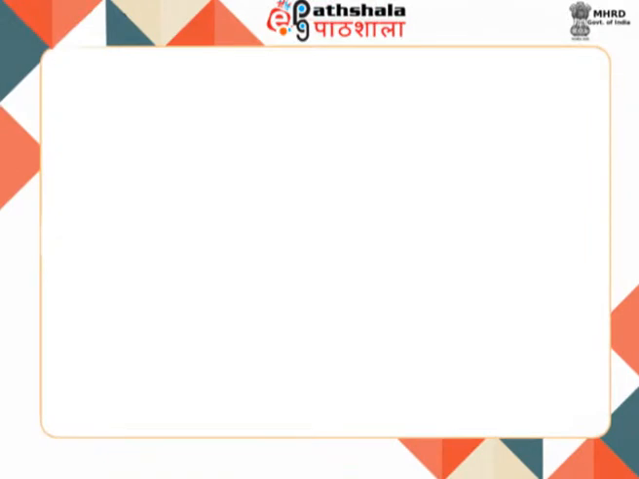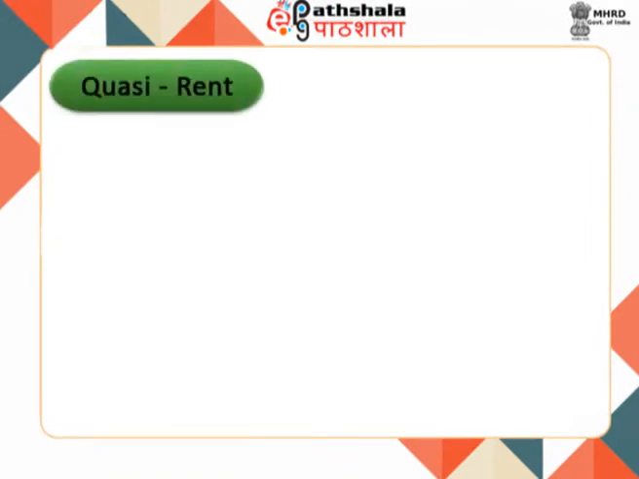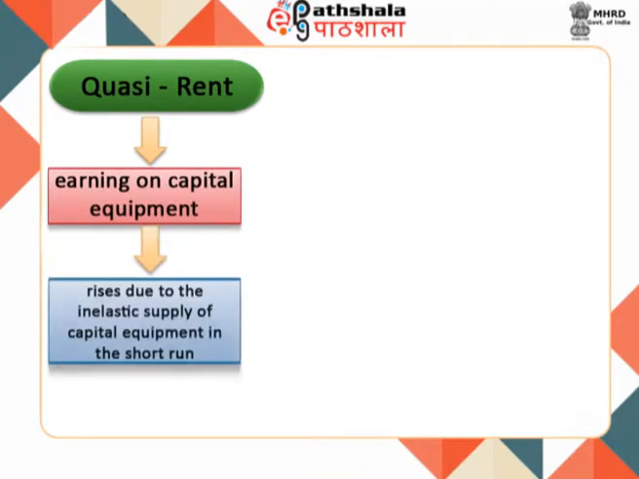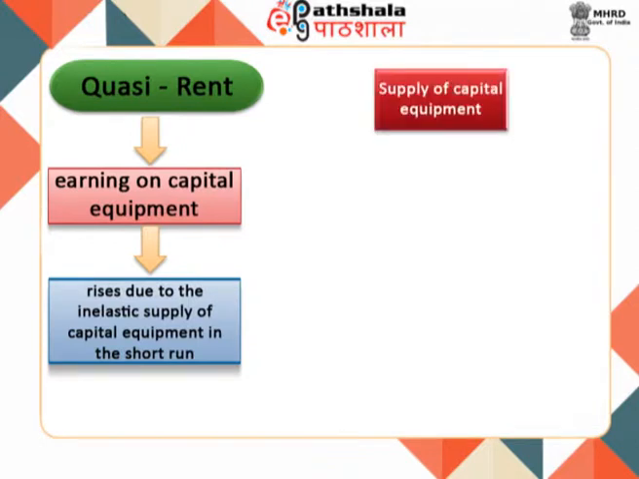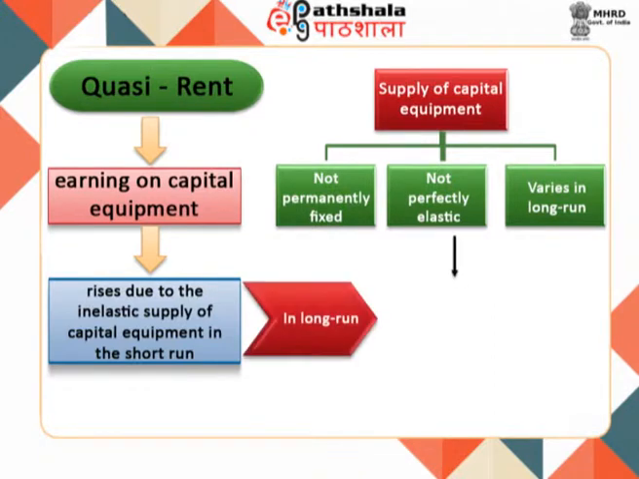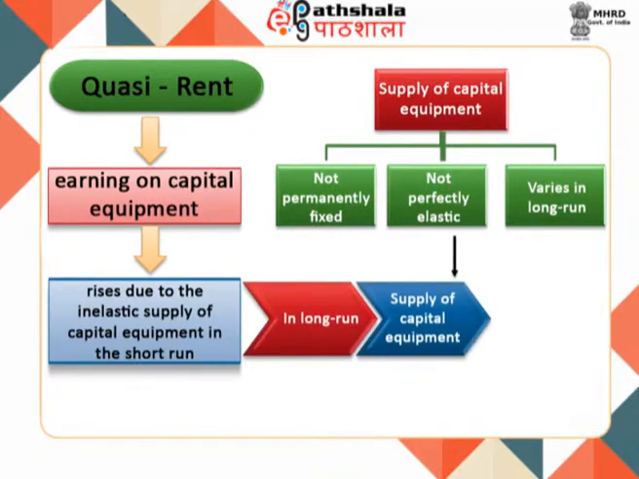Marshall introduced the concept of quasi rent. It is the earning on capital equipment. It arises due to the inelastic supply of capital equipment in the short run. Unlike supply of land, the supply of capital equipment is not permanently fixed or perfectly inelastic. It varies in the long run. That is, in the long run, the supply of capital equipment becomes elastic.